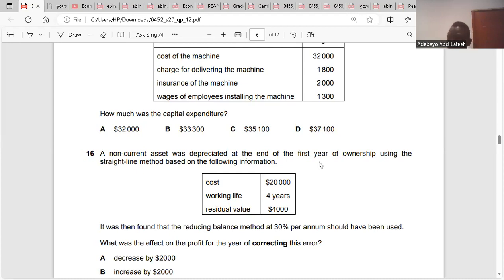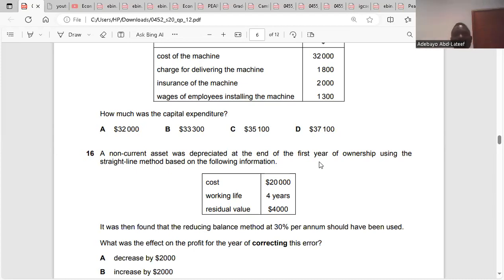Yes. So 20,000 minus 4,000 divided by 4 gives us 4,000. So depreciation charged is 4,000. That is done. Now they said it was found that the reducing balance method at 30% per annum should be used instead. So instead of using straight line method, we should have used reducing balance method.